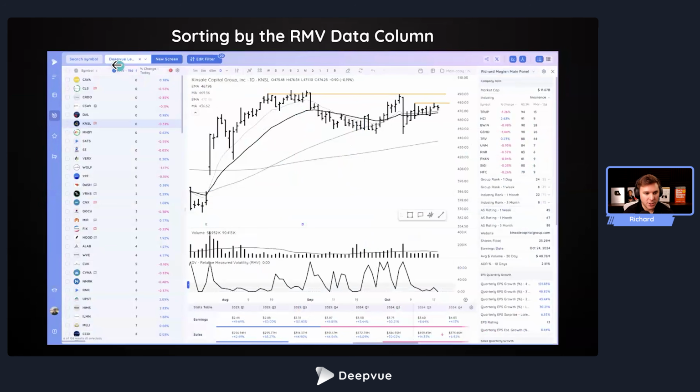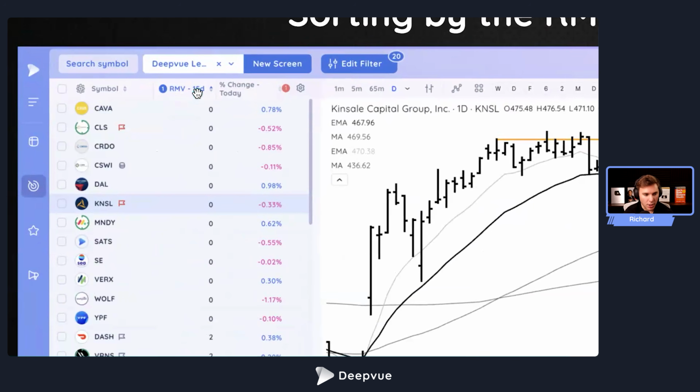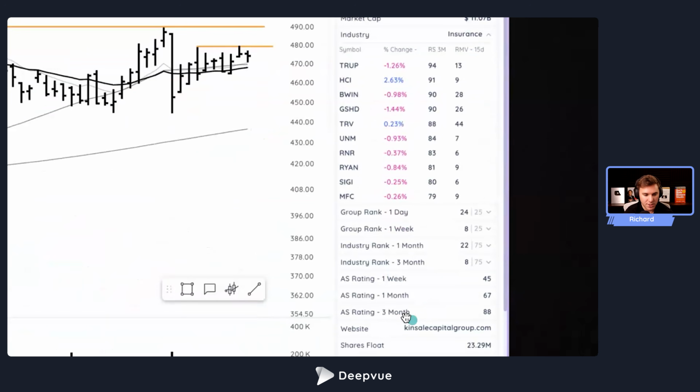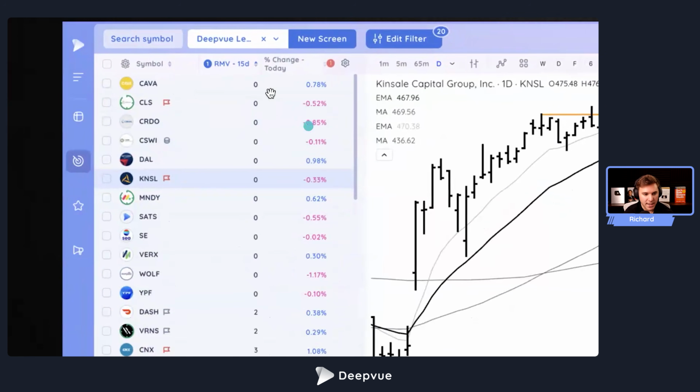And as I mentioned, this is kind of what I do. I load the Deepvue leader screen, and then I click the top of this header twice to sort from lowest to highest in terms of RMV 15 days. That's this data point here. Let me actually go ahead and zoom in. So this is RMV 15-day basis. You can screen by this data point. You can add it to your data columns here. You can add it to your data panel in here, so you can always know what the RMV is. But the important thing is I screen by it, I sort by it, and then I spacebar through all these names, starting at 0, going up to about 20, and look for tight areas that then I mark up pivots, set alerts, all of that, and that really helps me speed up my routine quite a bit.